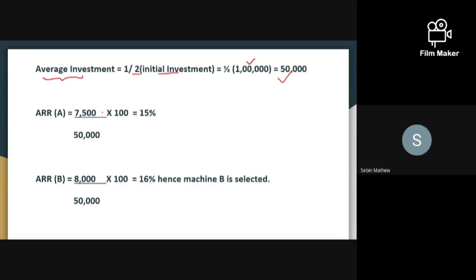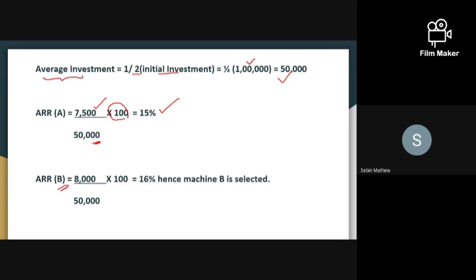So what is the calculation for machine A? The numerator is 7,500. So what is our numerator? It is the average annual profit after the taxes. For A it is 7,500 divided by our average investment, 50,000, into 100. So which gives us the value 15%. 7,500 divided by 50,000 into 100 gives the value 15%.